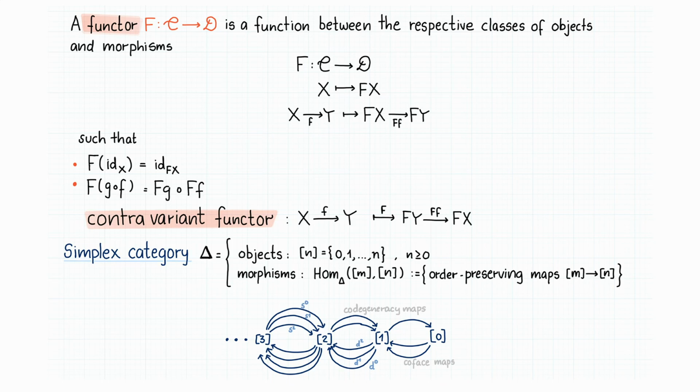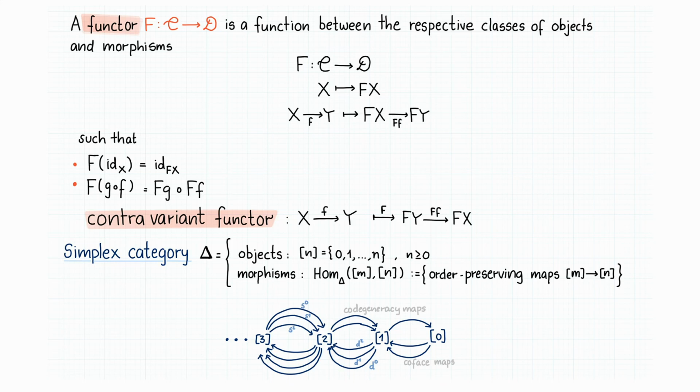Okay, and if you look at this category closely, and you see how the maps work, there's not a lot going on between two consecutive numbers. So you can list down the maps between two consecutive numbers.